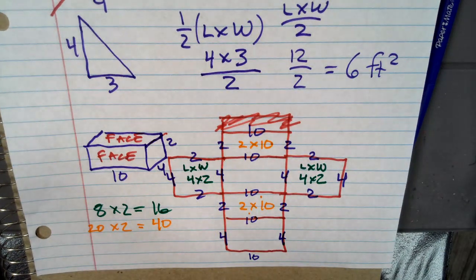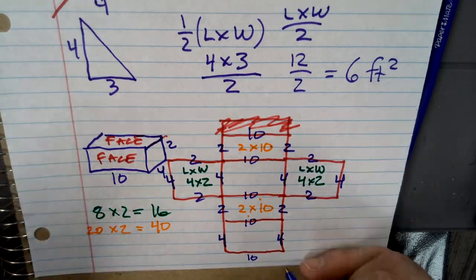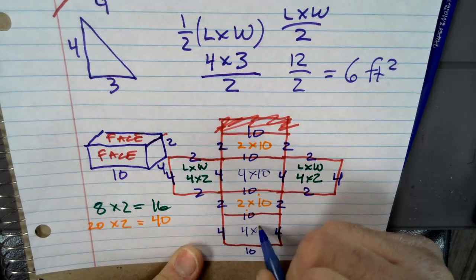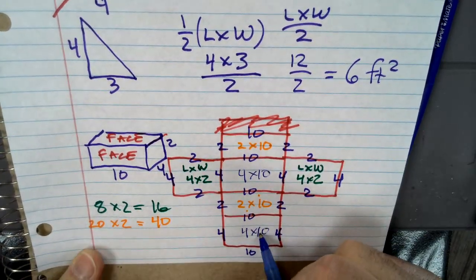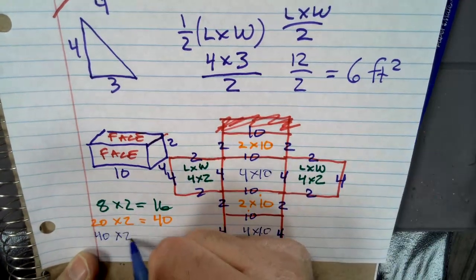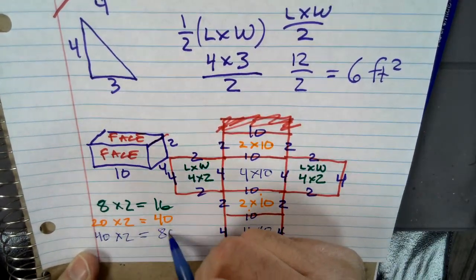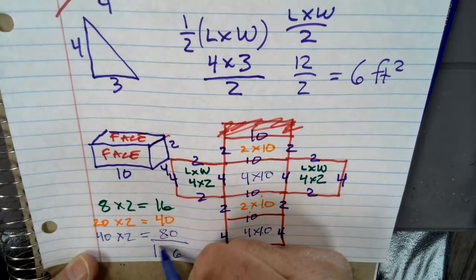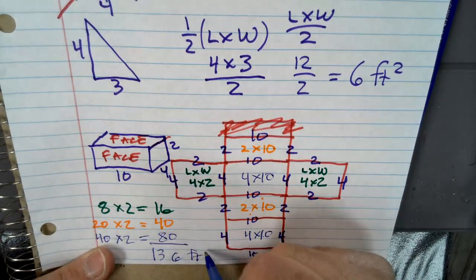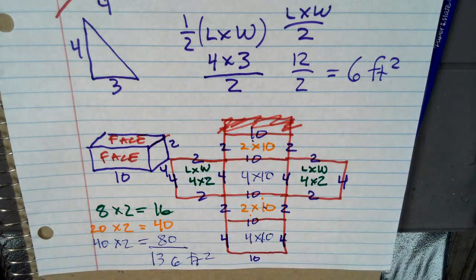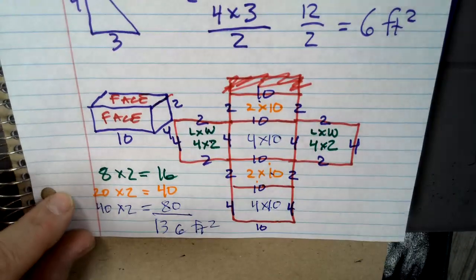And let's make the last one. Did I do purple? I can't tell. I like to do different colors. I'll just use this blue ink pen so it stands out. So this one's 4 times 10, and this one's 4 times 10. 4 times 10 is 40, but there's 2 of them. So grand total, that's 80. So now you just add them together. 16, 40, 80 is 136 feet squared. That's the area of every side of this Kleenex box. Okay? Sorry if you couldn't see that.